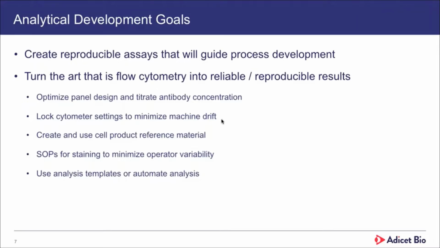Of course, develop SOPs for staining to minimize operator variability, and use analysis templates or automate the analysis completely. So the one outstanding point here that was lacking was the fact that we were still doing manual centrifugation. So these were the first steps that we knew of until we realized that the DA cell existed.